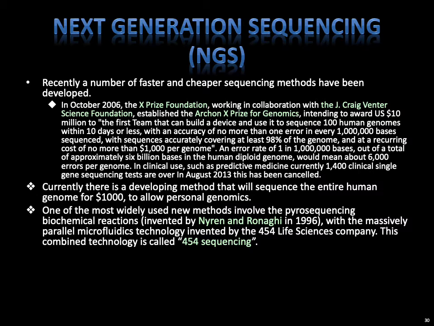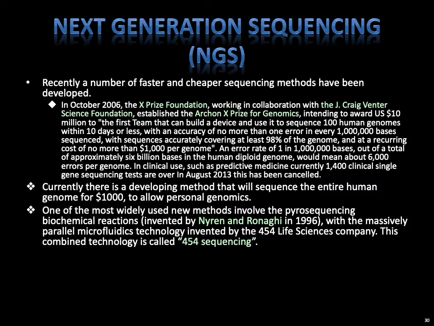It had an error rate of 1 in 1 million bases, out of a total of approximately 6 billion bases in the human diploid genome, which would mean about 6,000 errors per genome. In clinical use, such as predictive medicine, currently there are 1,400 clinical single sequencing tests, which are over in August 2013, which have been cancelled. So currently there is a developing method that will sequence the entire human genome for $1,000, and this allows personal genomics.